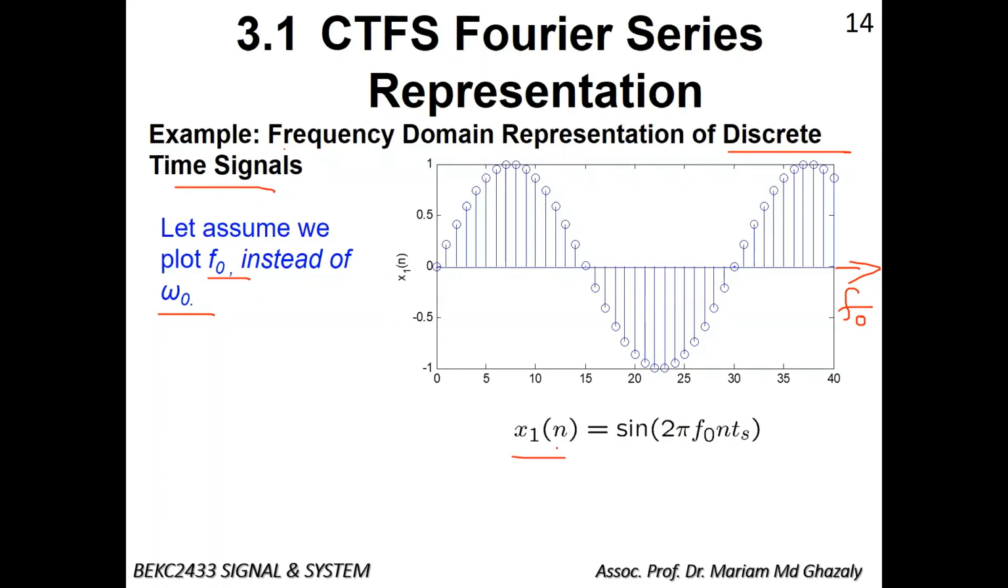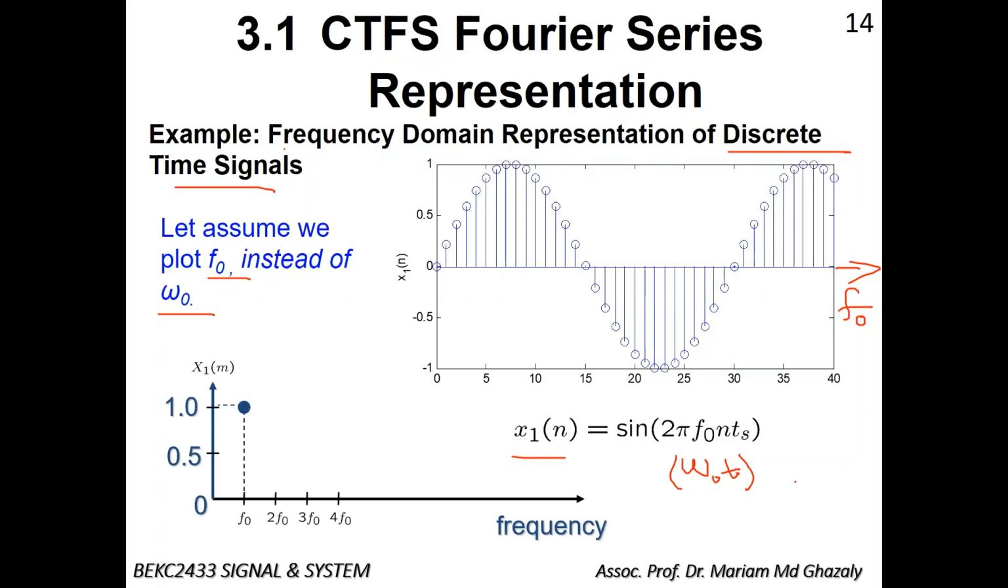We are using x1[n] equal to sine 2 pi f naught t s, which means that we have omega naught t here. So when you plot that using the Fourier series representation, we will find out what the fundamental frequency or omega naught is. So the fundamental frequency here, let's say it's at f naught, and we have an amplitude of 1. So this is where you put f naught equal to 1.